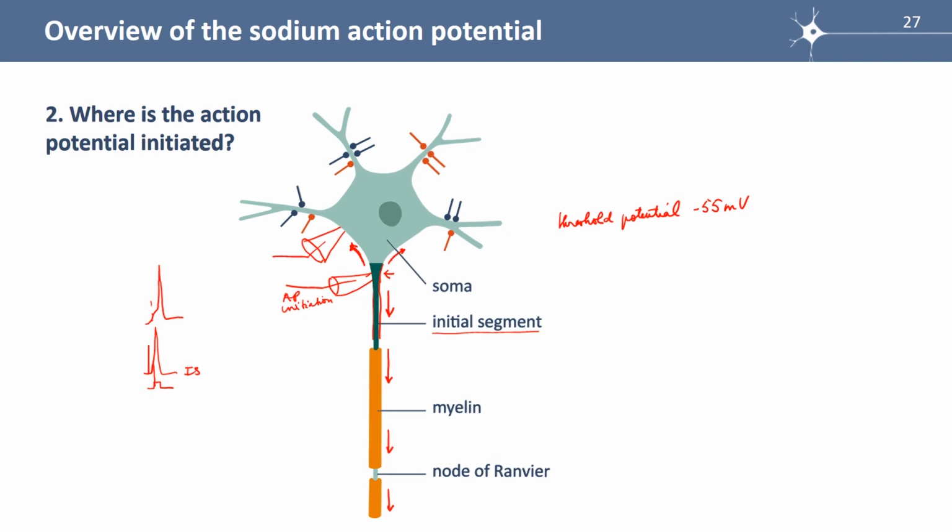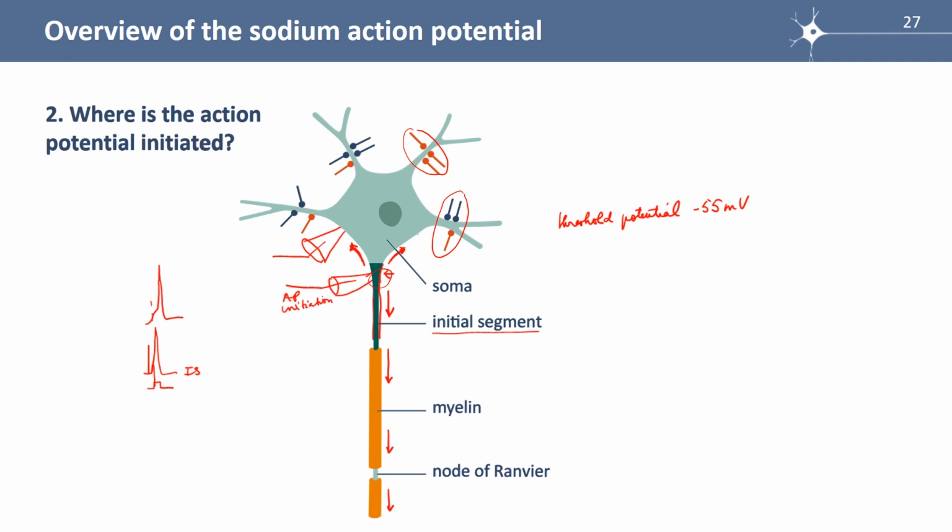How does the membrane of the initial segment get depolarized? It's because of the activity of synapses that you see here. We see excitatory and inhibitory synapses. When excitatory synapses are very active, they depolarize the membrane of the soma, and then it depolarizes the membrane of the initial segment. And if the depolarization is strong enough, then it opens the first sodium channels here in the initial segment. So just to remind you, once the action potential is initiated, it backpropagates to the soma.